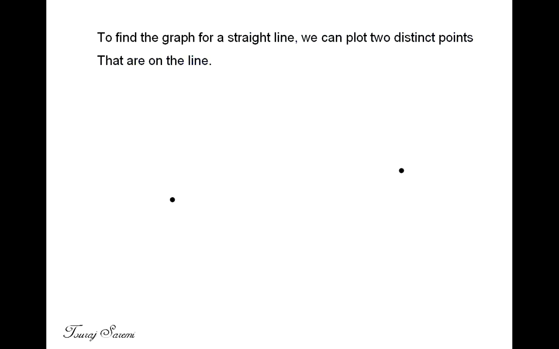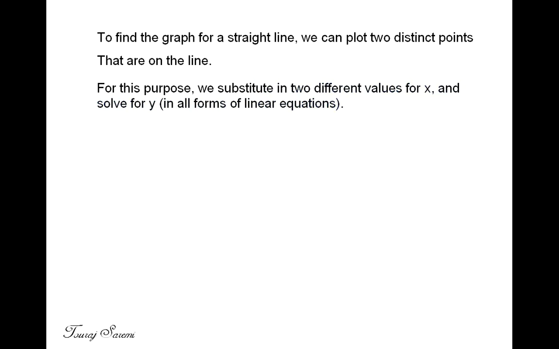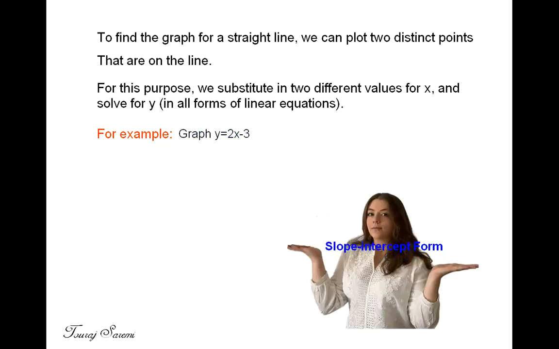To find the graph for a straight line, we can plot two distinct points that are on the line. For this purpose, we substitute in two different values for x and solve for y in all forms of linear equations. For example, graph y equals x minus 3, written in the slope-intercept form.